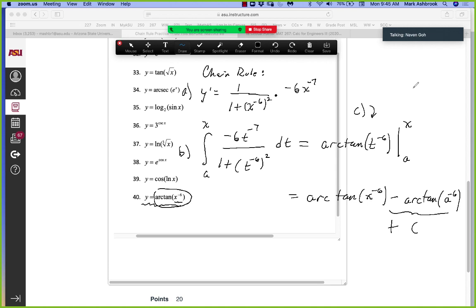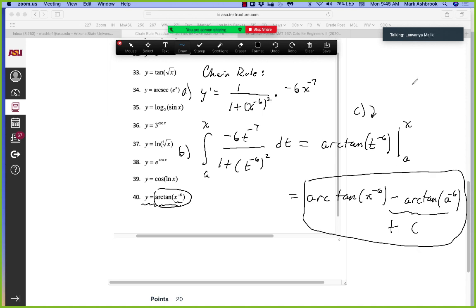I have just one. Sure. So I wrote the net accumulation of the rate that you had there in part B. But for part C, I only wrote arctan x to the negative 6 minus arctan 8. Yeah, that's fine. This is just to break it up into separate steps. This is the answer. All right, thank you.